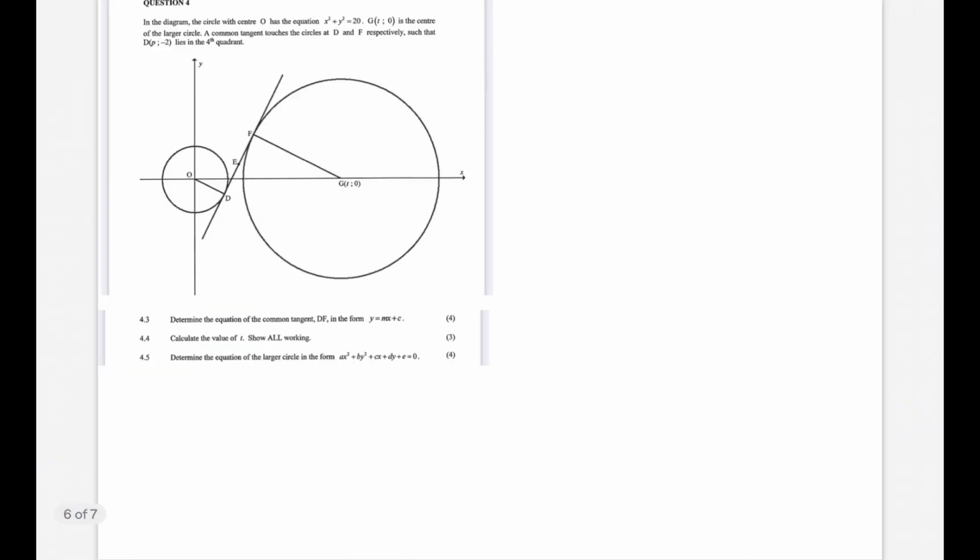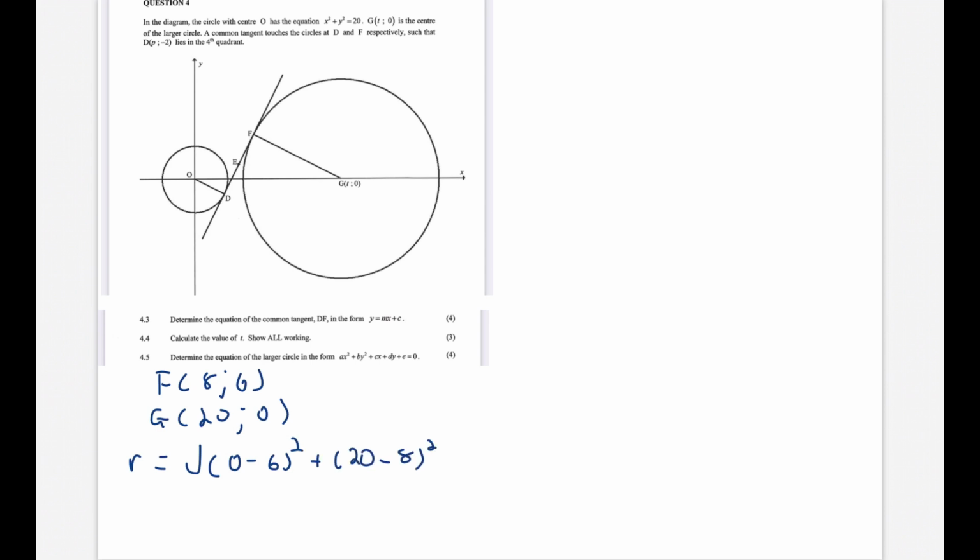Great. So the radius r, F (8, 6), G (20, 0). I'm just writing these here so that I can see them. r is going to be the y value of G, which is 0, minus the y value of F, which is 6, all squared, plus 20 minus 8, all squared. Okay, this is the radius.